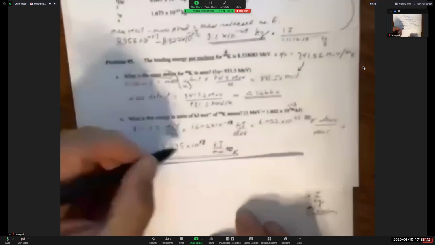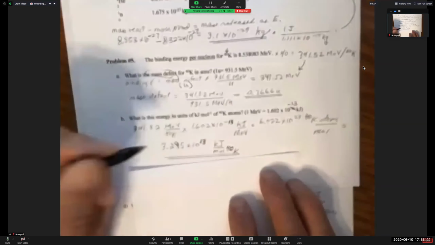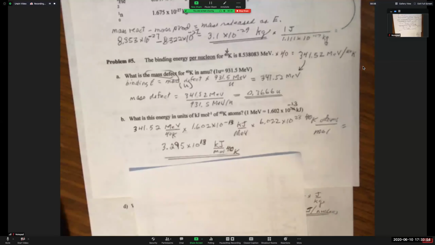Let me do the calculation. I hate to do this calculation. It's either 9 or 7. I think it's 3.295 times 10 to the 13th. You might want to check that when you're working this problem yourself. Kilojoules per mole of potassium-40: 3.295 times 10 to the 13th kilojoules. Well, that's a huge number of kilojoules.